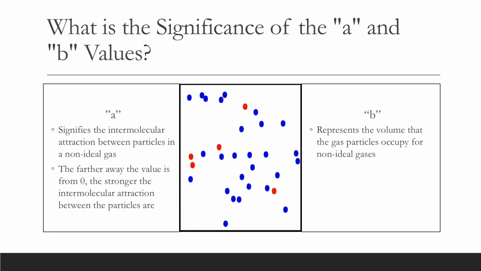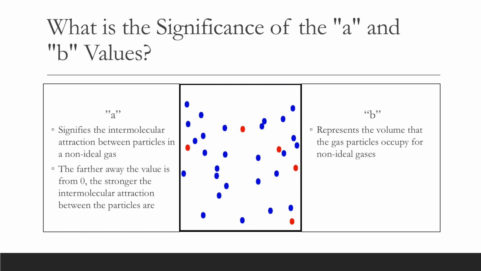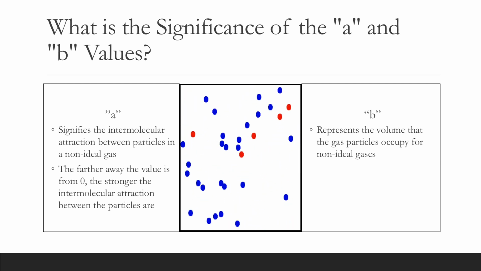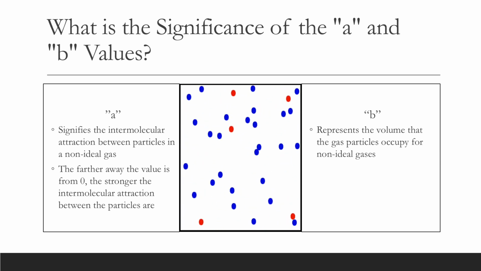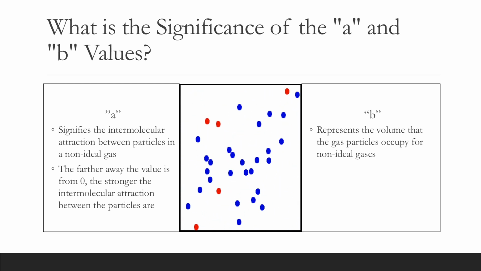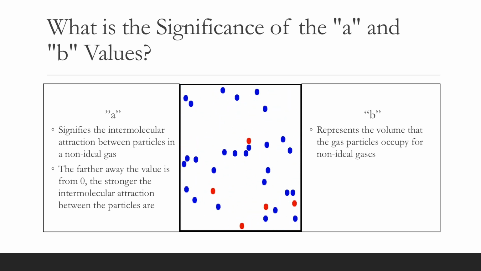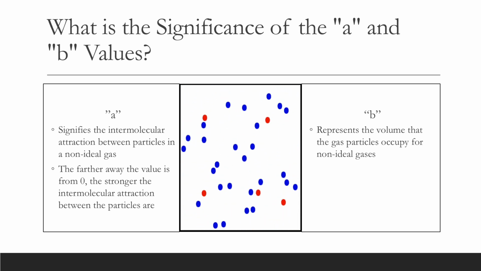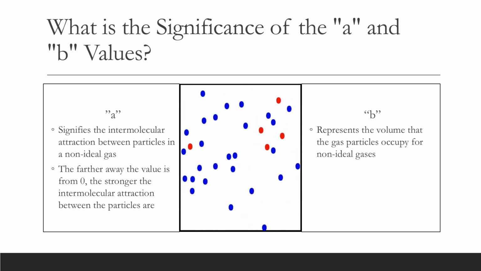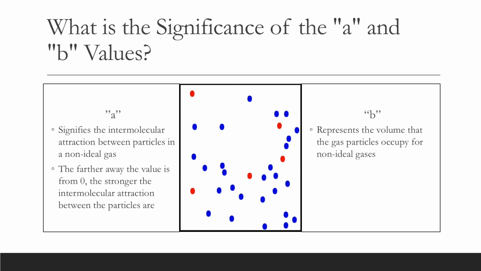So far, I have talked to you a lot about these constants A and B, but what do they really mean? Well, these constants are known as van der Waals constants. A represents the intermolecular attraction between particles in a gas, also known as the attractive force between these molecules, and B represents the volume that the gas particles occupy. The closer these constants are to 0, the closer the gas behaves to an ideal gas. These values are always positive, and let's take a look at what they can mean.